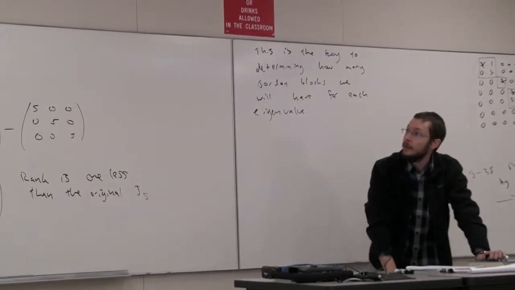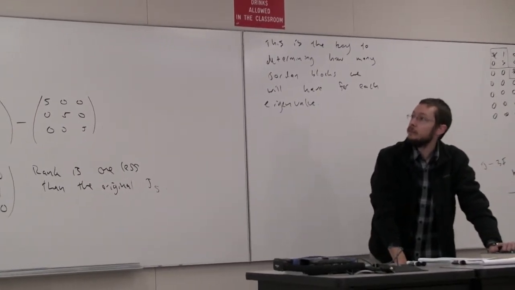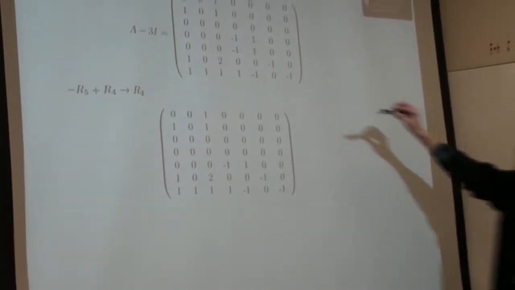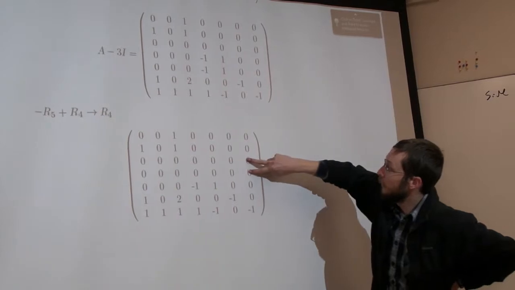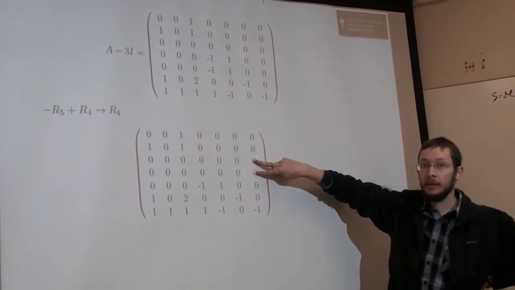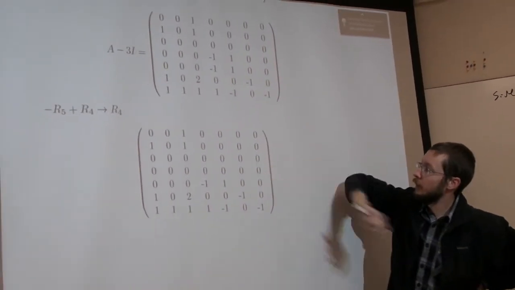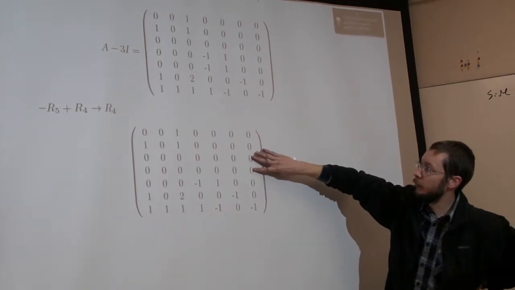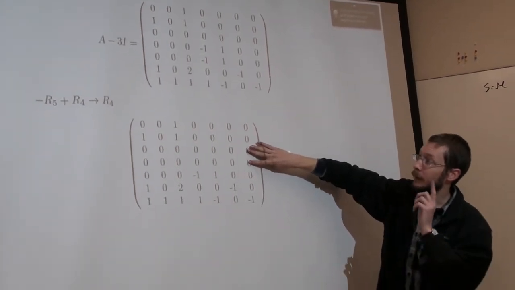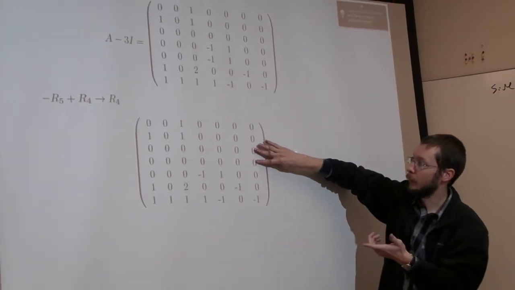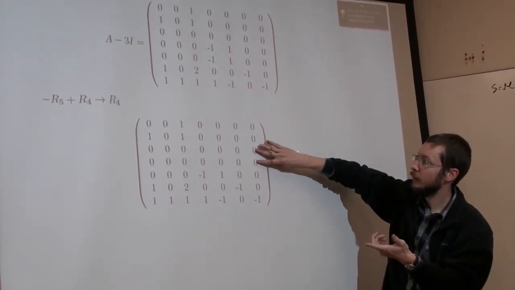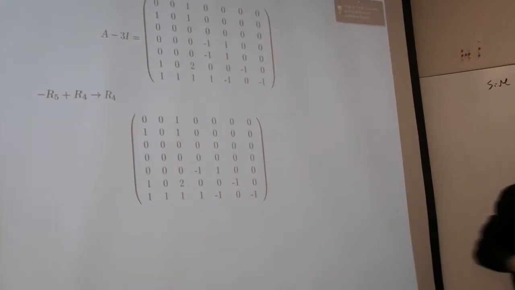And we see that in A minus 3I, if you take negative row 5 plus row 4, those rows are going to add to 0. And so we can clearly see that the rank has dropped by at least 2, because we have 2 rows that are nothing but zeros. So we know the rank has dropped by at least 2, so there are at least 2 Jordan blocks that we're going to find. And now, let's keep going and put this into a more reduced form.